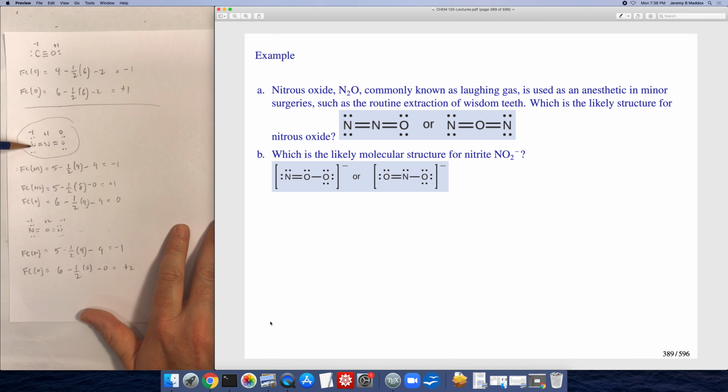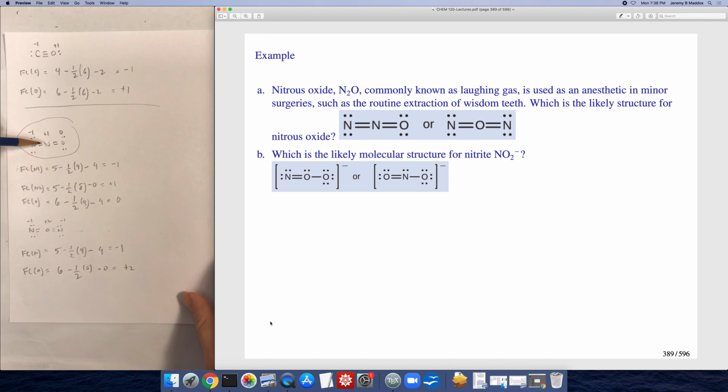And indeed, this is the skeleton. When you look at nitrous oxide molecules, this is the structure that they have. They don't have this symmetric structure. Okay, and you can understand that through the formal charges.